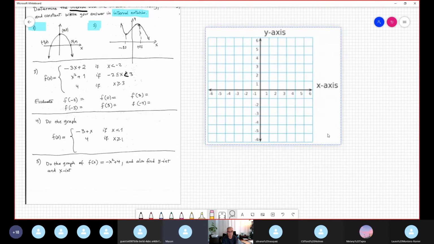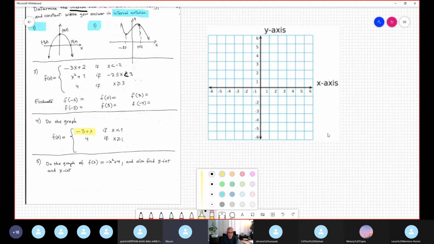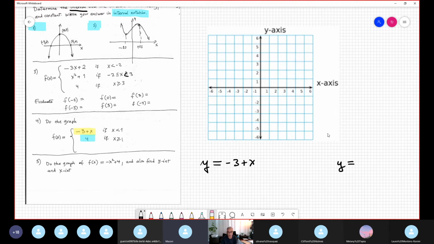Okay, the piecewise function is defined by 2 pieces. One piece I put in yellow color, another piece I put in blue color. This corresponds with the function y equal negative 3 plus x, and y equal negative 4, because this is a y value. It's f of x, and you know that f of x and y are the same thing. This is a constant function, negative 4, a horizontal line.